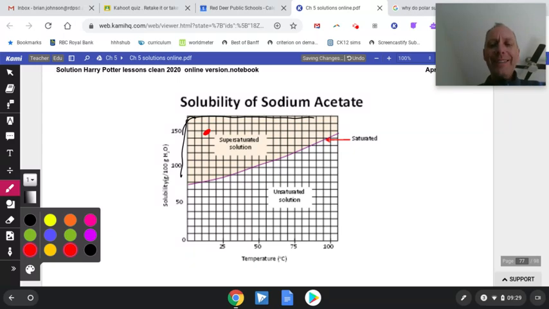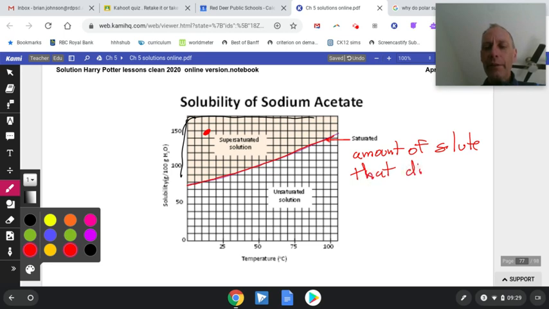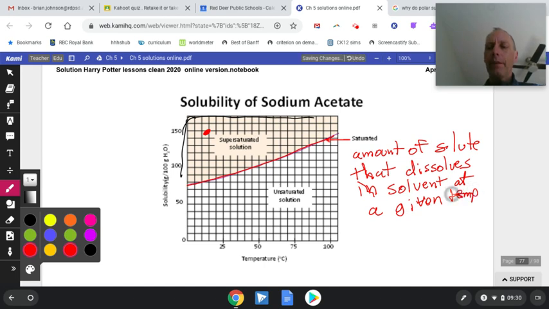So the idea behind saturated, or this line, is saturated represents the amount of solute that dissolves in the solvent at a given temp.